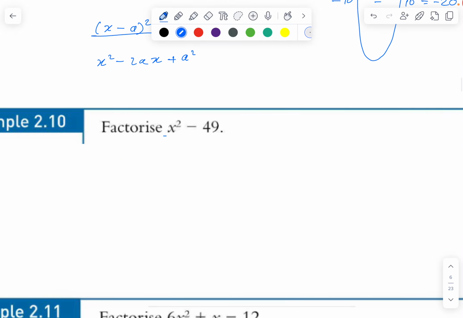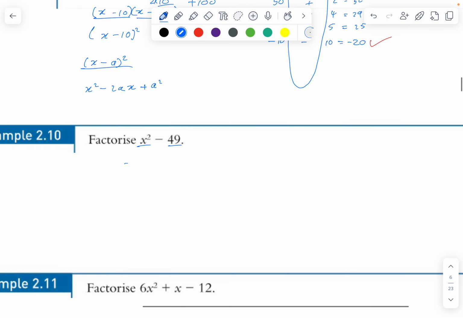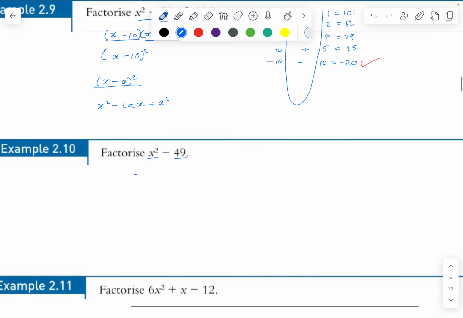Now, this part is an example of difference of two squares. I would suggest you pause the video and try to figure out how to factorize this one. Okay, let me do it. So it's difference of two squares, because we are already minusing. And this is actually an example of b equals 0.